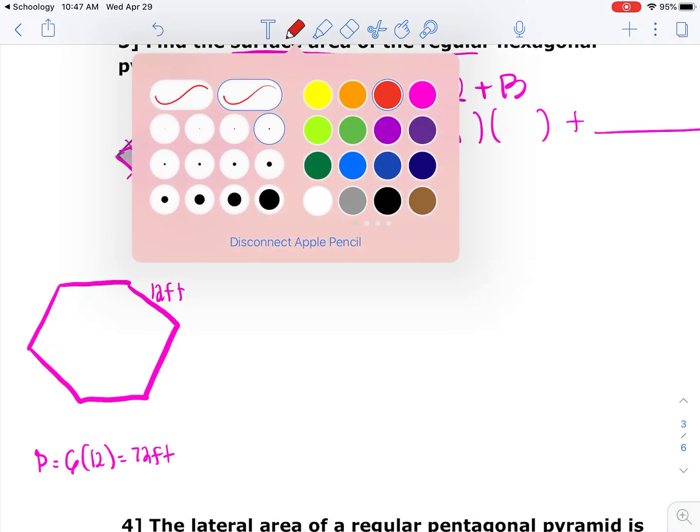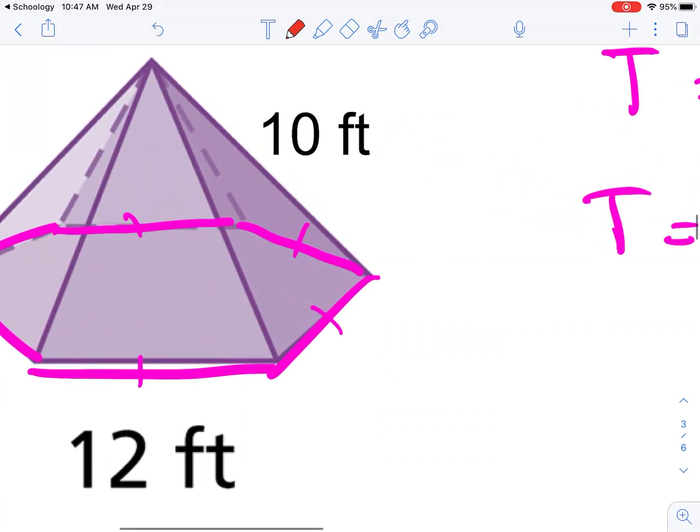Next, I need slant height. Okay, so let's look carefully here. Did I give you slant height? The answer is no. It's not 10. Now, I can understand why you think it's 10, but remember what I told you. It goes from the vertex to the middle of one of the sides. This is not the middle of one of the sides, right?